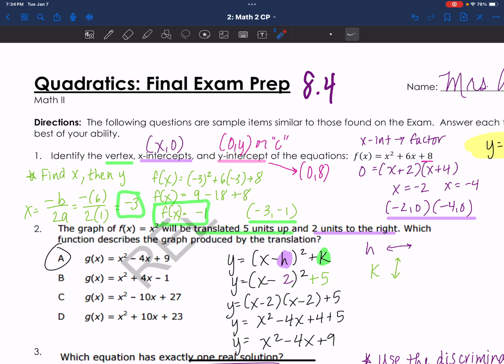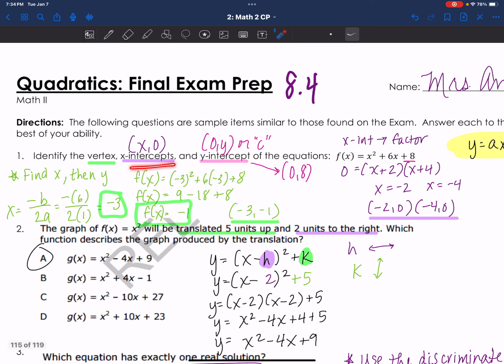So that's the point. Now x-intercepts, what you got to do is factor. So take this and factor it out to x plus 2 and x plus 4. Don't forget to set them equal to 0. Then you would subtract 2 to the other side, and the other part would be x plus 4 equals 0. So your ordered pairs: x is negative 2 when y is 0, or x is negative 4 when y is 0.